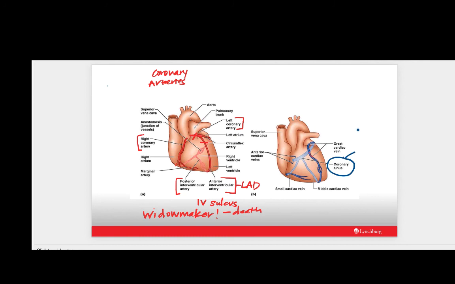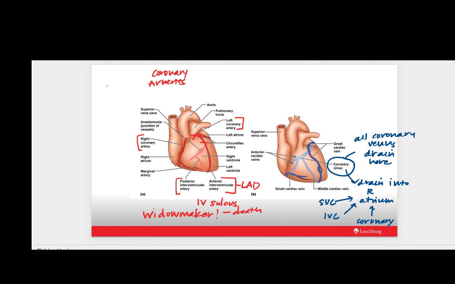So all coronary veins drain here into the coronary sinus, and then the coronary sinus is going to drain into the right atrium. Okay, if you remember, we had three vessels that drained into the right atrium: the superior vena cava, the inferior vena cava, and the coronary sinus.